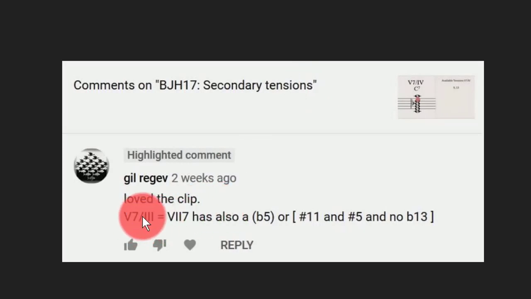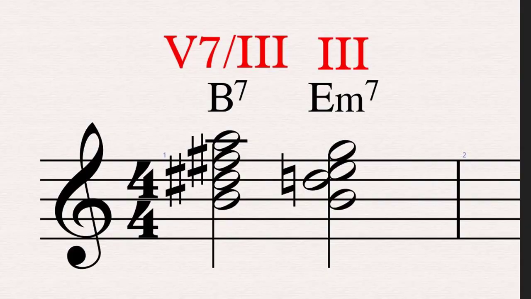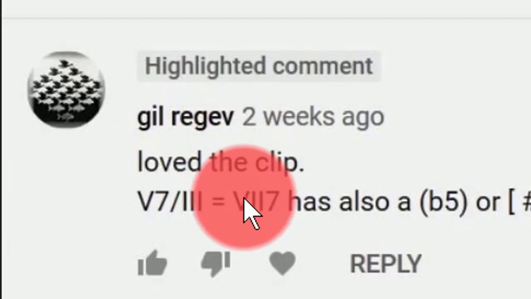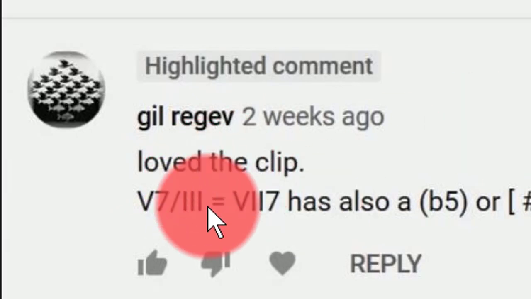He says 5/7 of 3 equals 7/7, right? Let's just have a look at this first bit here. 5/7 of 3, that is the 5/7 of the 3 chord. It's saying C major. In C major the 3 chord would be E minor, and the chord that is leading to that E minor would be B7, wouldn't it? Because that's the 5/7 of 3. And he's saying that that equals 7/7, which is B7. So it's kind of like saying B7 equals B7. But the thing is, it doesn't.